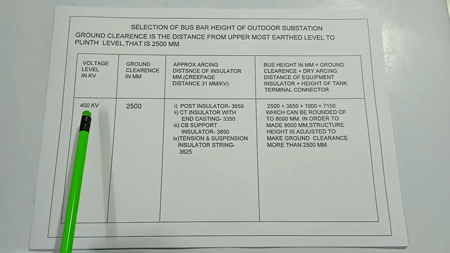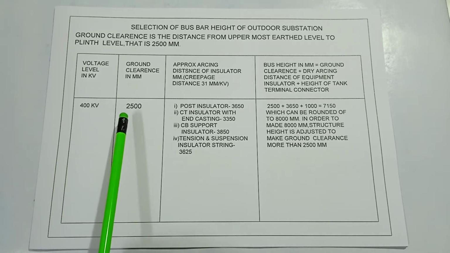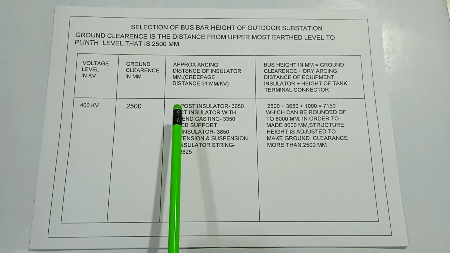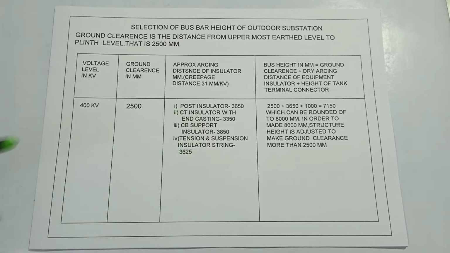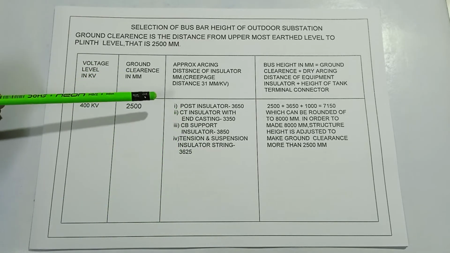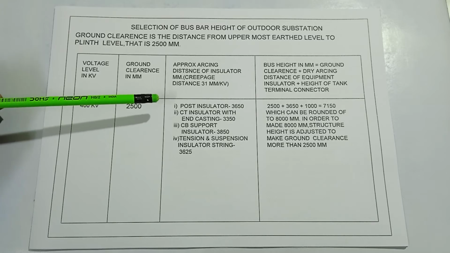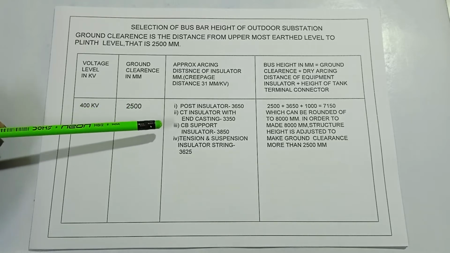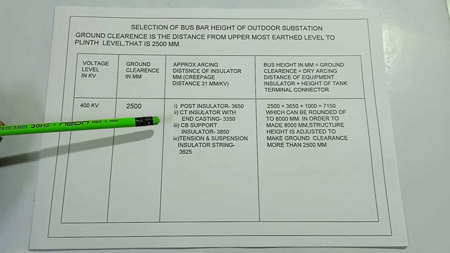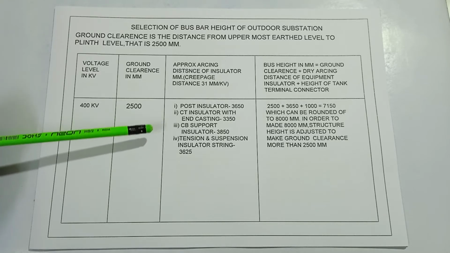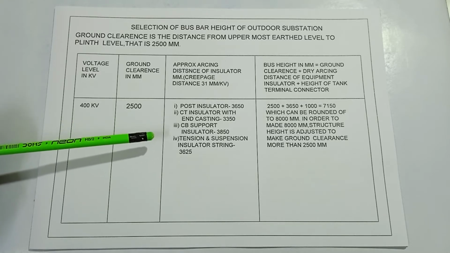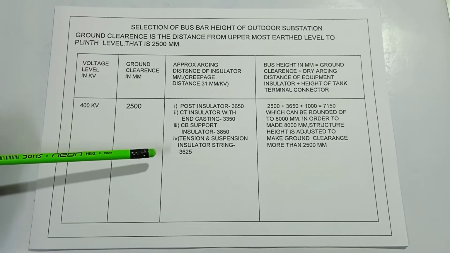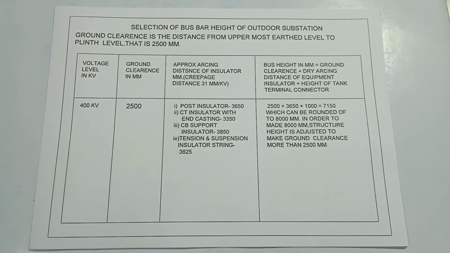Here voltage level 400 kV, ground clearance 2500. Post insulator height is 3650 mm, CT insulator with end casting 3350 mm, circuit breaker support insulator 3850 mm, tension and suspension insulator string is 3625 mm.